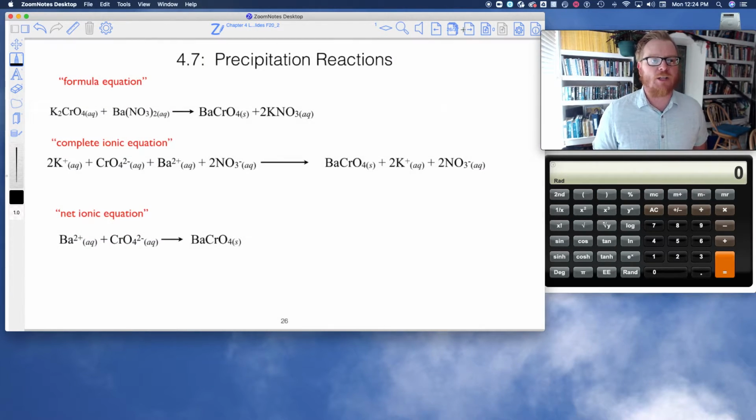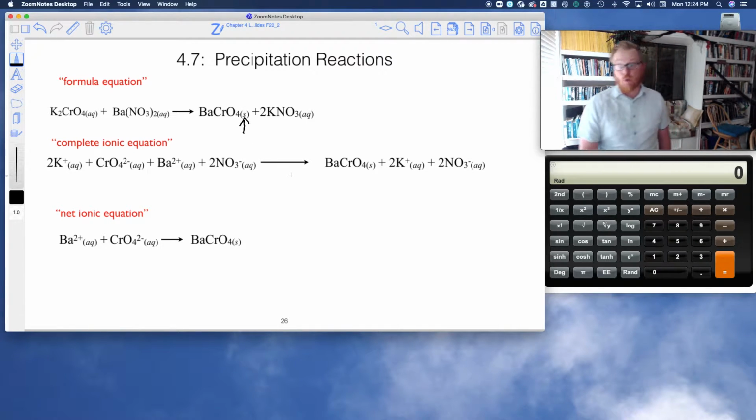Okay, so now let's summarize what we've got here. So the way I've written this all down, and notice here we have to put a solid there to indicate that that's the correct product. So that's our precipitate. This is the full formula reaction, where I've got all of the formulas put together. Now when I break it apart into its ions, look what happened to the potassium chromate: 2K+ and CrO4 2-. And then the barium nitrate was breaking apart, Ba2+ and 2NO3-. That's the complete ionic equation.